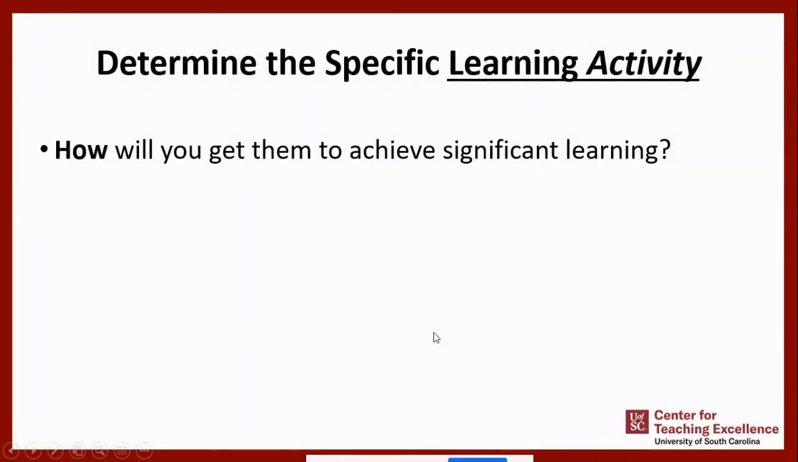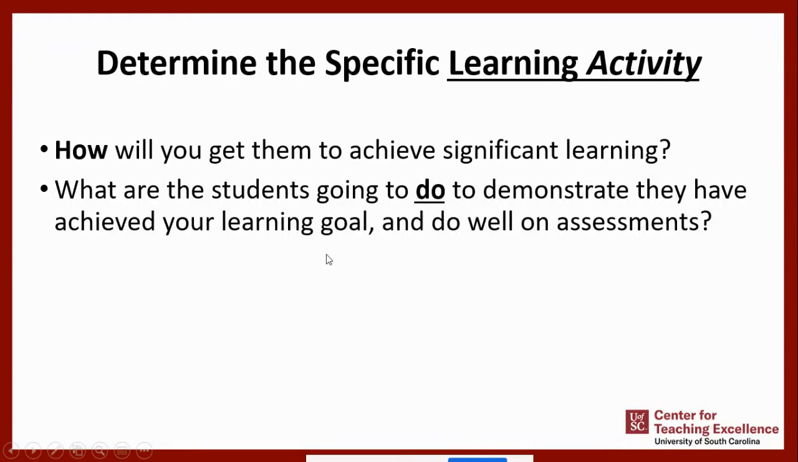So this is, how do I get the students to do the learning that I want them to do, to achieve that, not just memorization, but significant learning at different levels of the Bloom's taxonomy, as well as that different significant learning from Fink as well. So how do I do that? So what are the students going to do to demonstrate that they have achieved that, as well as do well on the assessment, whatever the assessment is? So this learning activity is what they do to reinforce that learning, to put it in their brain, so that when you do assess it, they're successful at it.